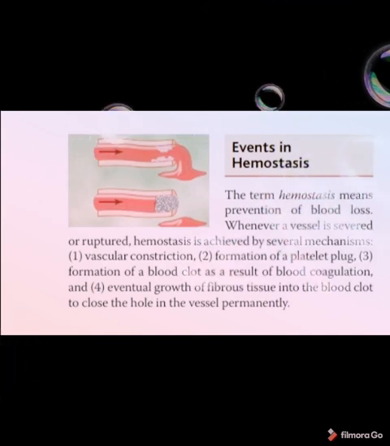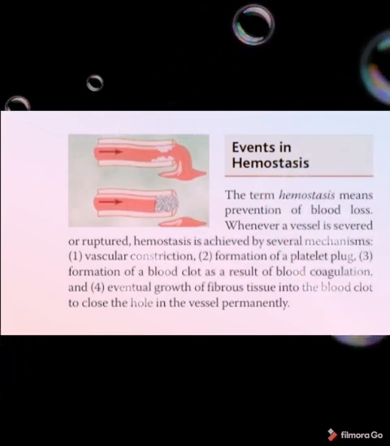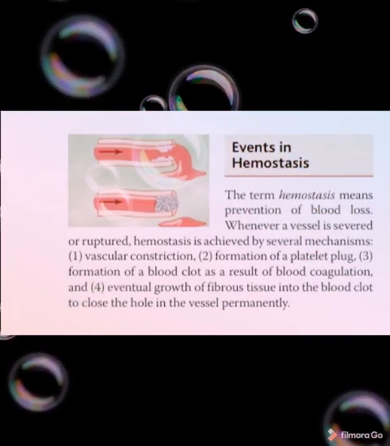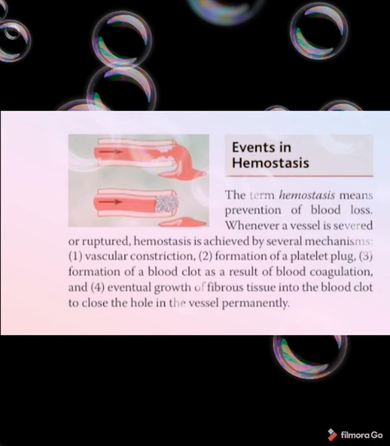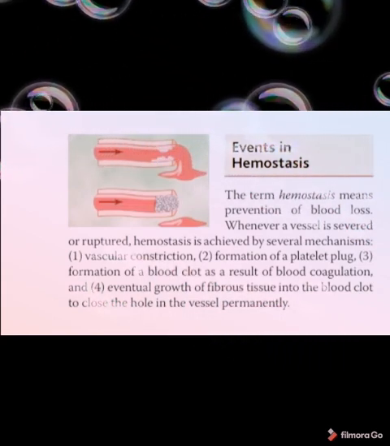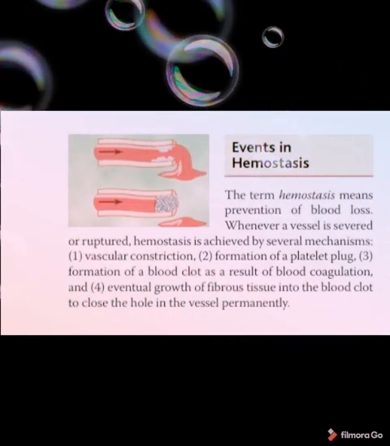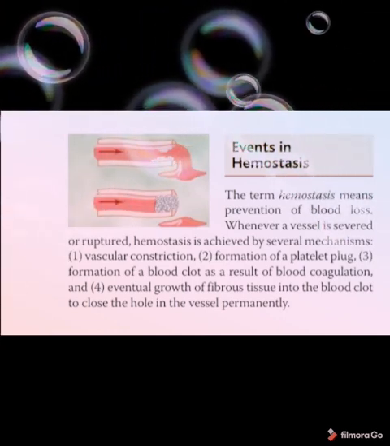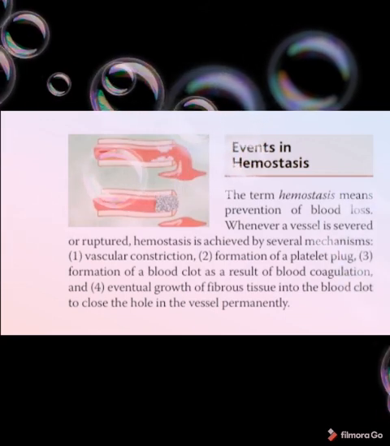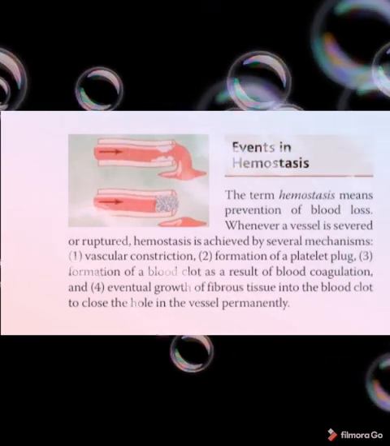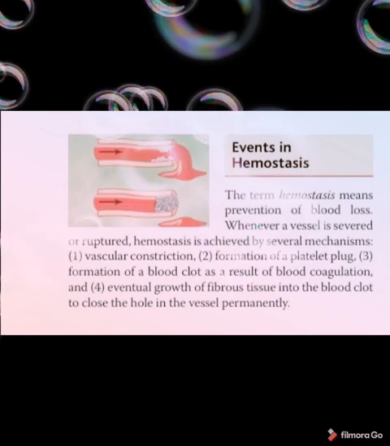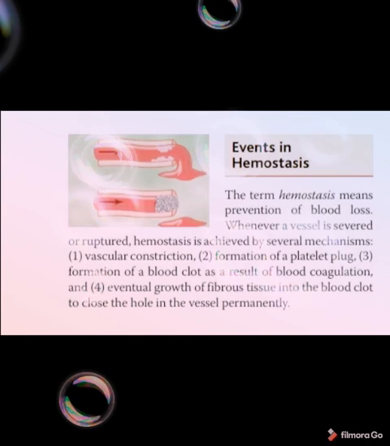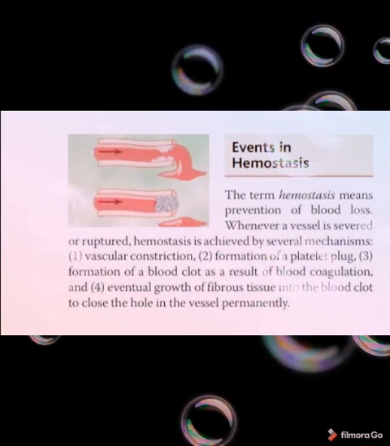Hemostasis, as we all know, is the prevention of blood loss, and there are several mechanisms. The first one is that the blood vessel will get constricted, and later the platelets will accumulate to form a platelet plug, and later a blood clot will be formed by the coagulation mechanism. To permanently close the hole in the vessel, the fibrous tissue will grow into the blood clot. Let's see the detailed discussion of each and every mechanism now.